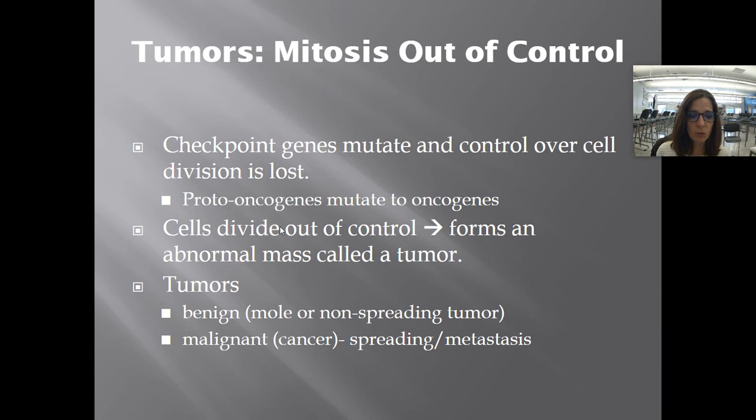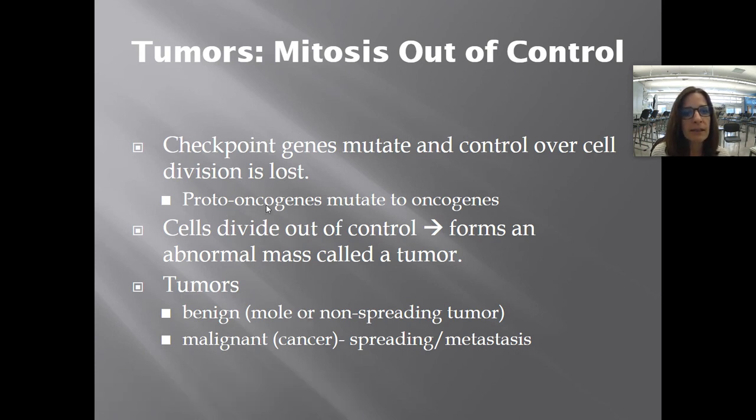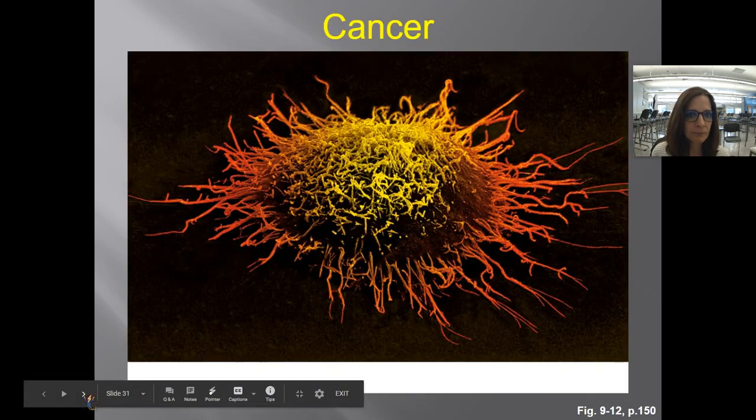So cells dividing out of control creates a mass, which is called a tumor. And some words you need to know about this are benign. So like a mole, if you have a mole, it's a benign tumor. They're not spreading. And malignant, which is cancerous. And another word you should know is metastasis, or if the tumor has metastasized, that's what the lingo is. Now, if you go to a cancer doctor, they're called an oncologist, and that's why these genes are called oncogenes.